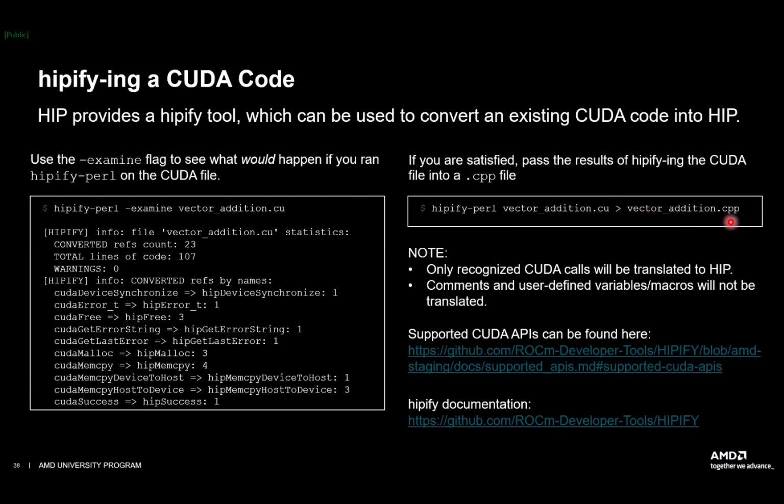I should point out that this is only going to recognize CUDA calls. It's not going to translate things like comments that might say CUDA in them, or user-defined variables like my CUDA error variable. It will give a warning if it sees references to CUDA that it doesn't recognize. It'll tell you, hey, I found these, I didn't translate them, but those are things you would need to go back in and manually change.